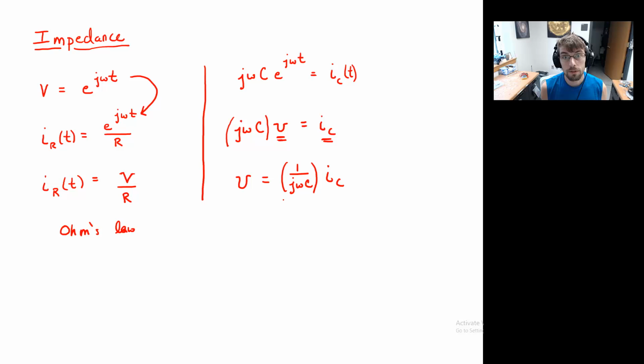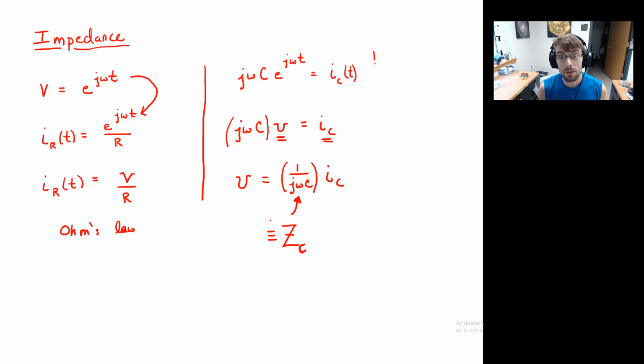And this term in front, this constant of proportionality between the applied potential and the response of the circuit, is the impedance of the capacitor. And we give that the label Z, and I'll label it C.